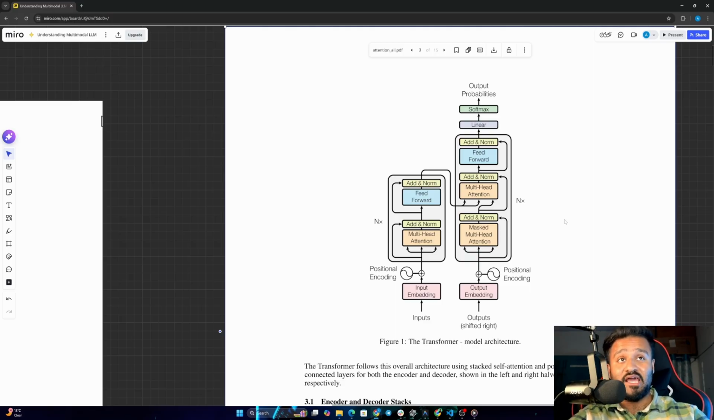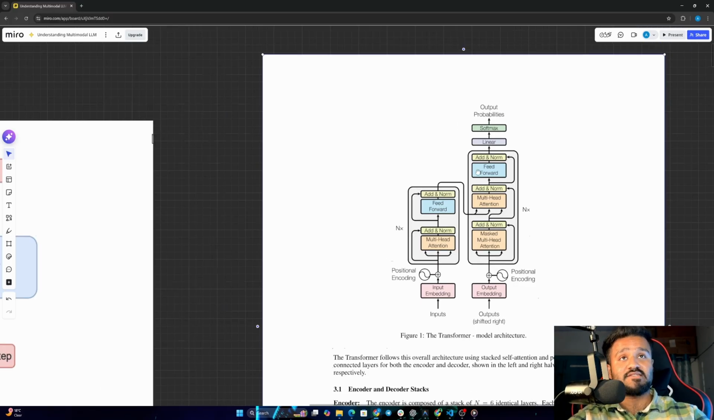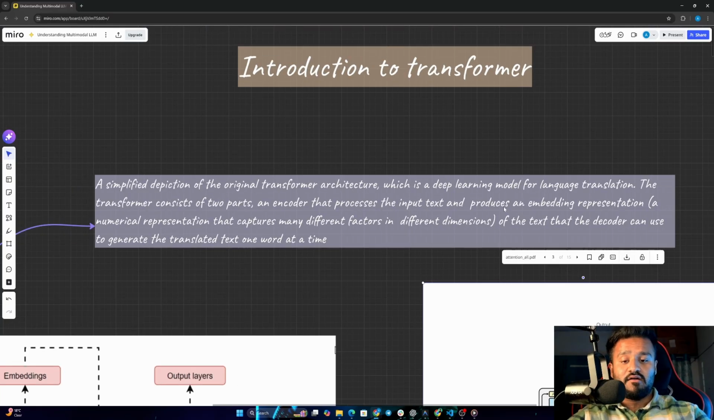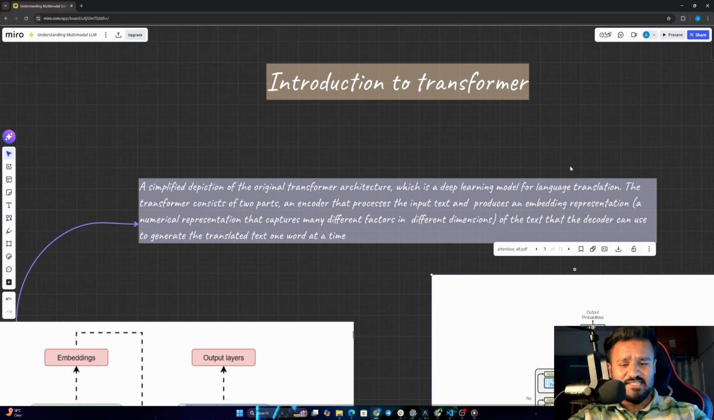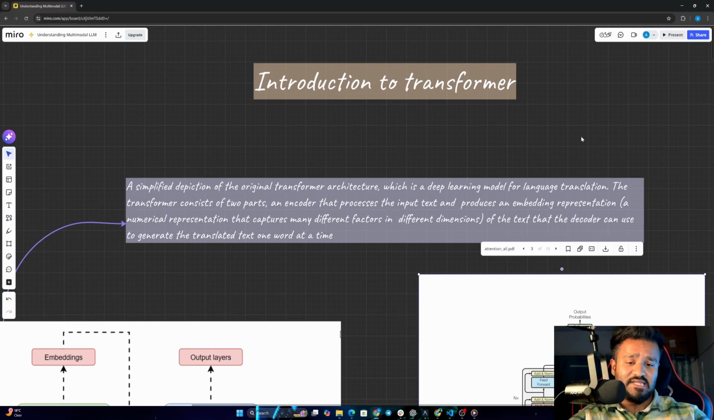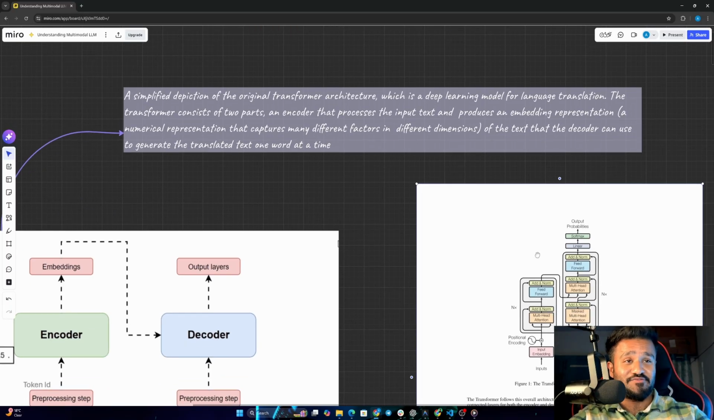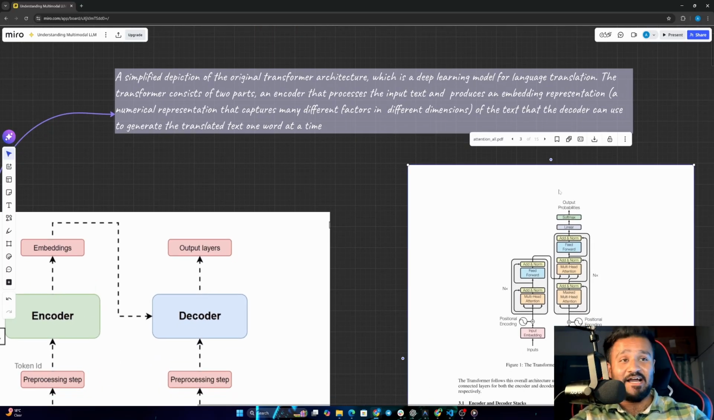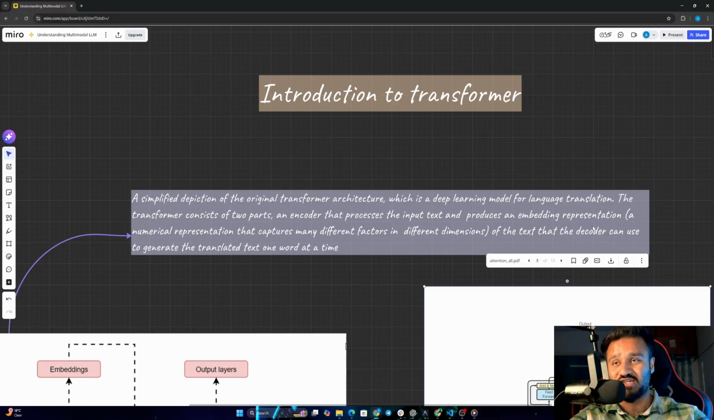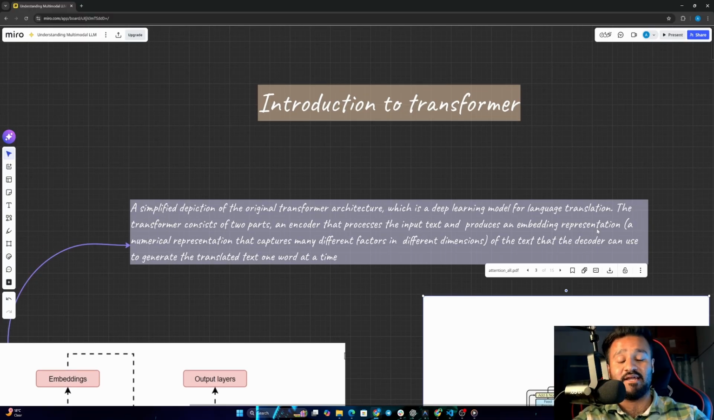This changed the AI world completely. Before this, we were using RNNs and LSTMs. They were good, but they had some problems. They struggled with long sentences. They process text sequentially, one word at a time, and the training was absolutely slow. Then the transformer came into the picture, and suddenly everything became faster, more scalable, and much better at understanding context.